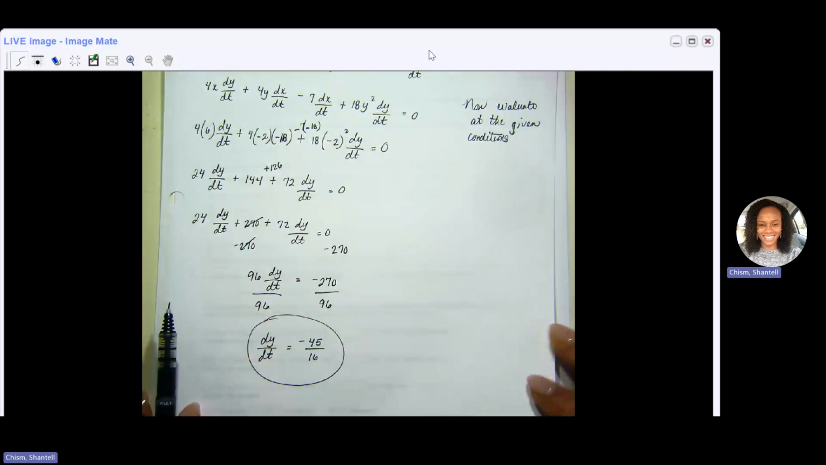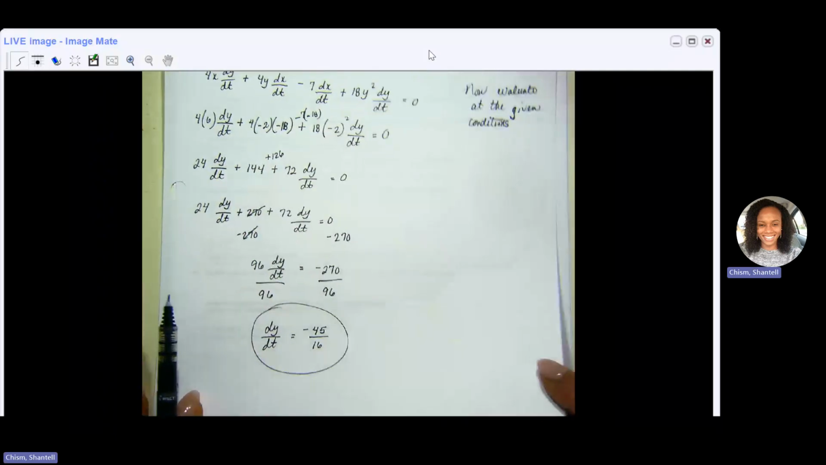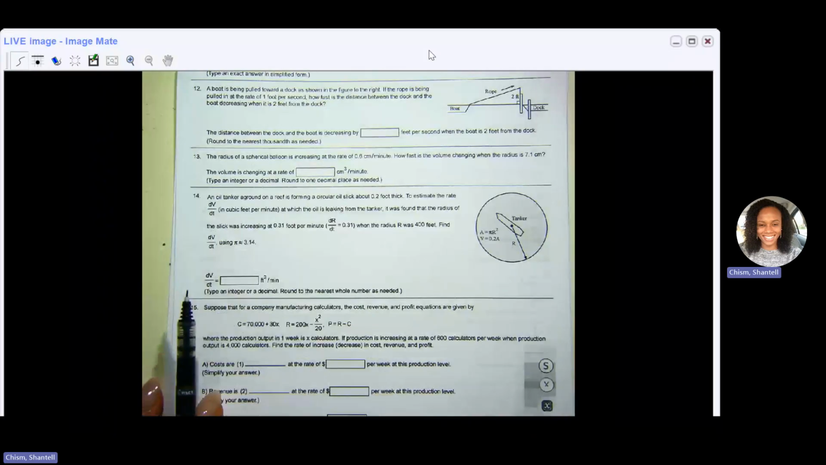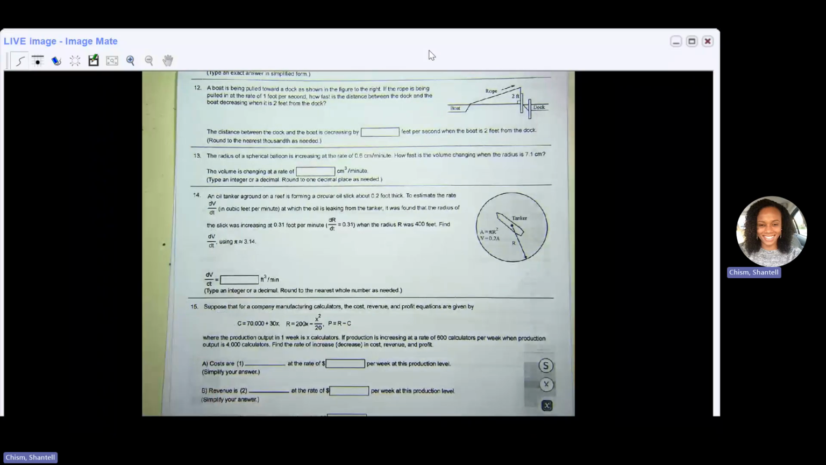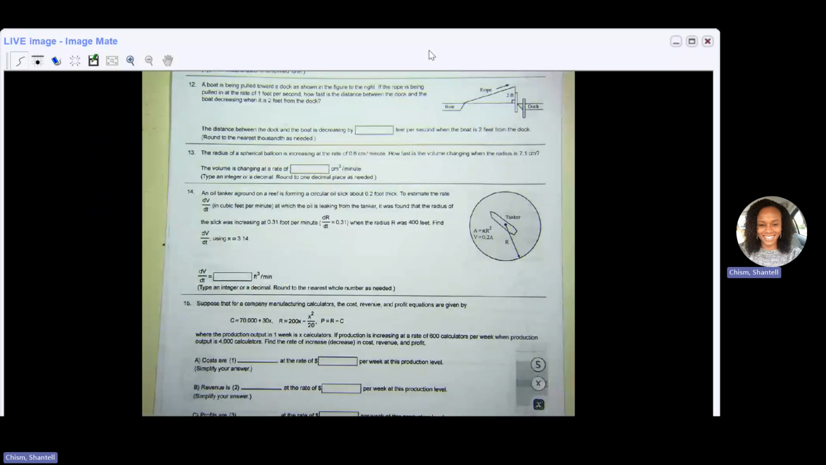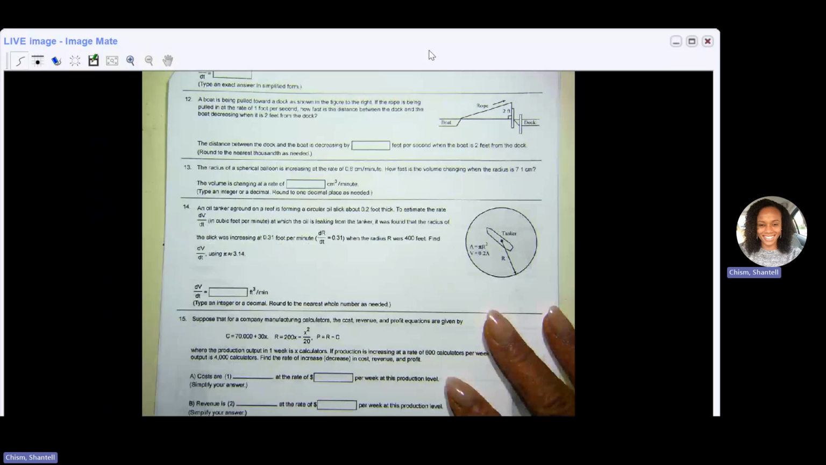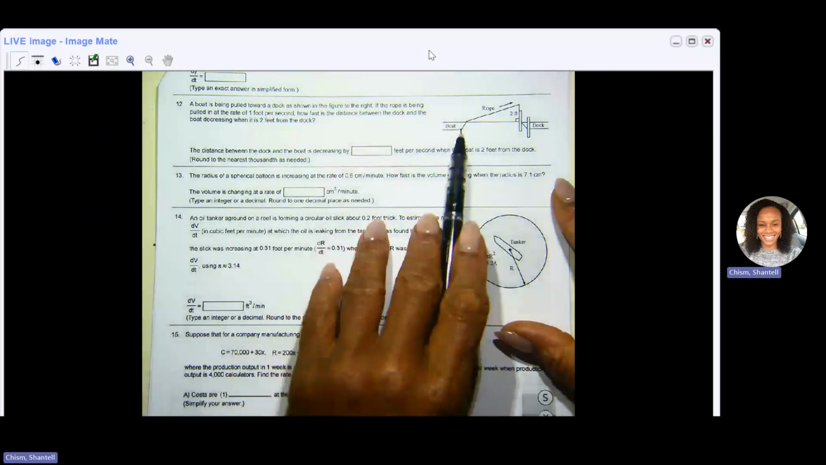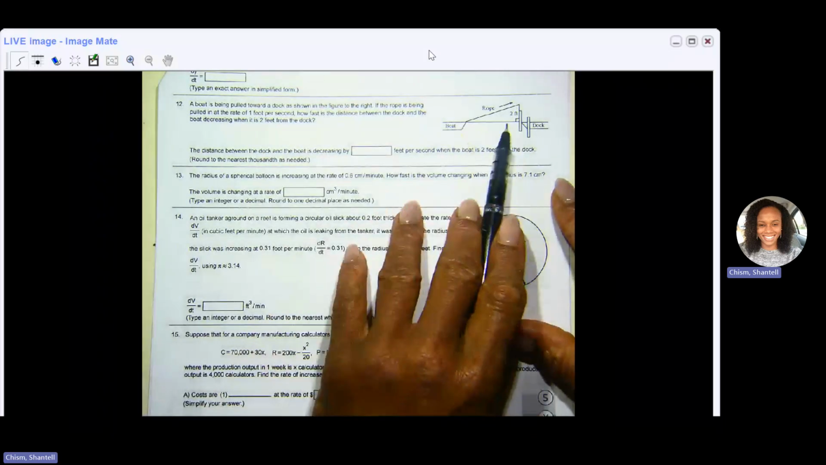Okay. All right. Let's look at number 12. Let's see what we're dealing with here. And I think this is actually our first real application problem. A boat is being pulled toward a dock as shown in the figure to the right. So this boat is being pulled closer and closer to that dock.